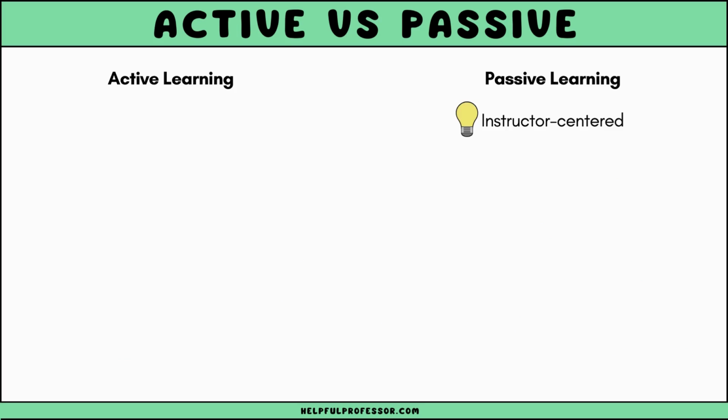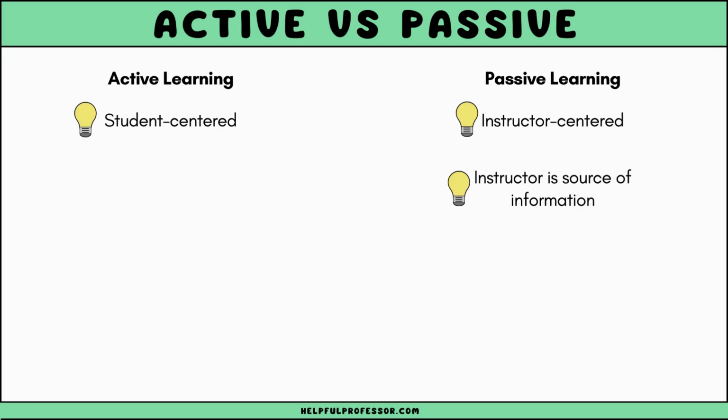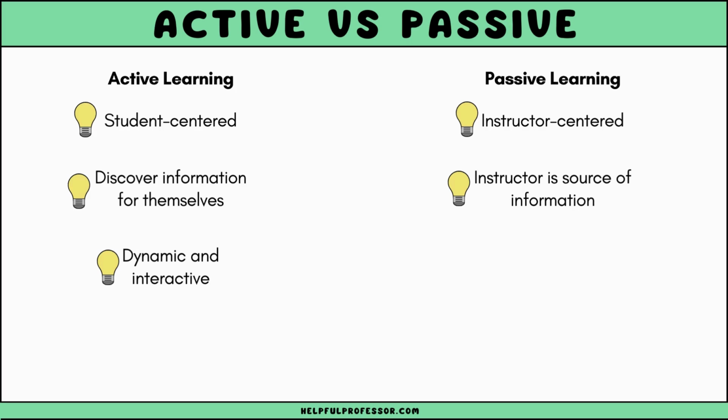While passive learning is more instructor-centered, active learning is student-centered. In passive learning, the instructor is the main source of information, whereas in active learning, students often explore and discover information themselves. Active learning also tends to be more dynamic and interactive, which can make learning more enjoyable and effective.